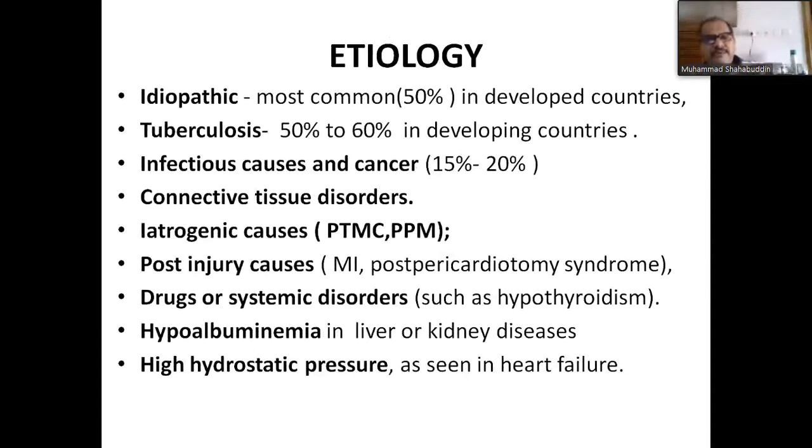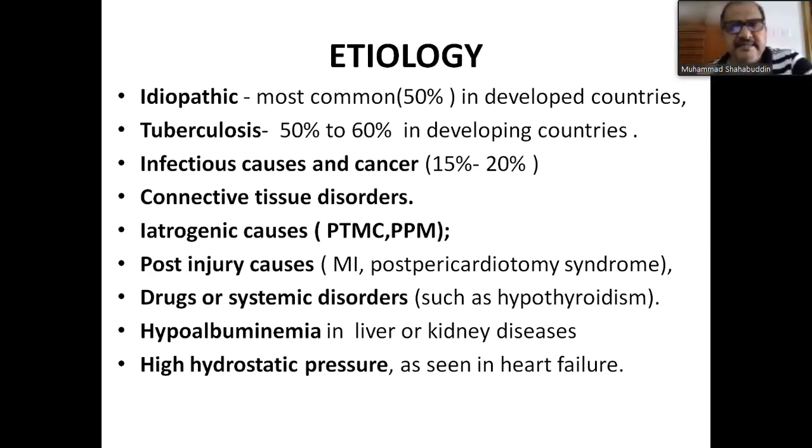And the causes: there are so many causes of pericardial effusion. The list is extensive, but for practice and for answering in the Viva Board, you will have to differentiate some of the important ones. Of them, 50% are idiopathic in developed countries, but not in Bangladesh. In our country, 50% are due to chronic infection like tuberculosis. So the etiology is different in developed and developing countries.